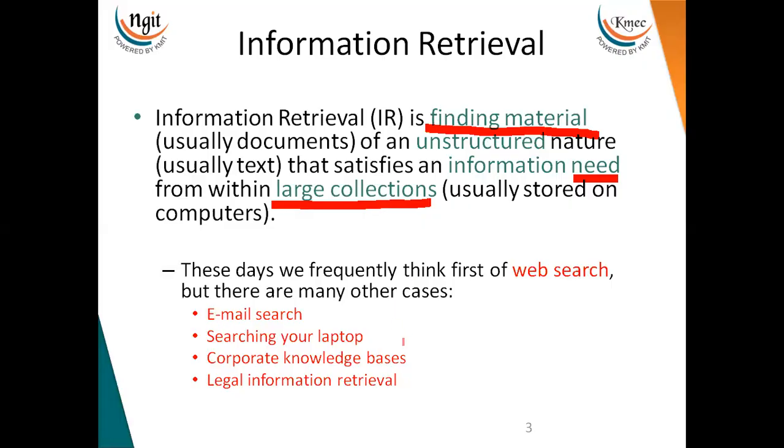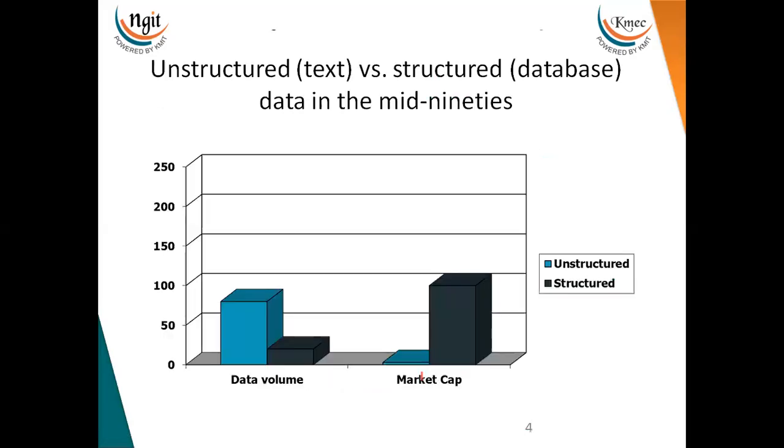A very simple thing. In your emails, if you want to find an email from a particular source, that becomes an email search. You want to search for some information on your laptop. In the corporate world, I need some information, or in my legal case, I want some information. So in our everyday routine, we want to retrieve some information. So we are applying an information retrieval system in our everyday life.